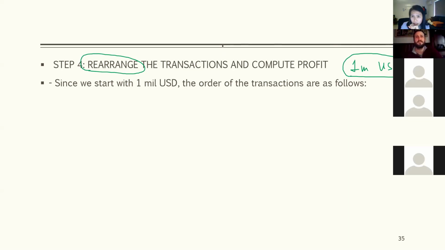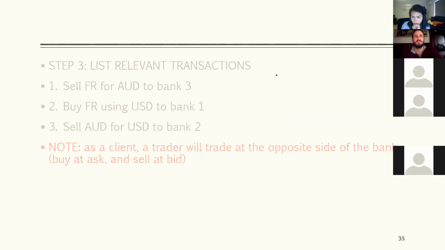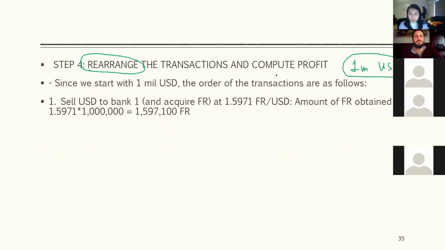So if we start with 1 million USD, the first thing we want to do is use that USD to buy another currency. If I go back to the list of transactions I need to conduct, the one that involves using the USD to buy another currency is transaction 2 here. The other 2 transactions either don't involve the USD or involve buying the USD, so that's not what I'm looking for. I'm looking for a transaction where I can sell the USD, so that will be the second one. In the second transaction, we use the USD to buy the franc.